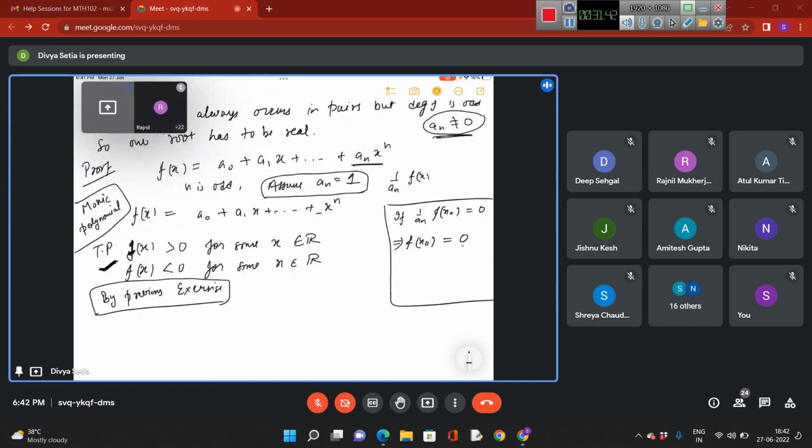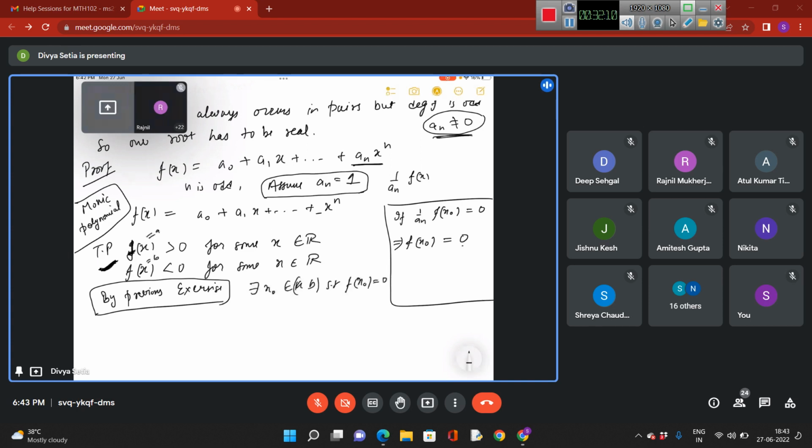Okay, so the only thing we need to prove here is that f of x is greater than 0 for some x and f of x is less than 0 for some x. Right? Then by previous exercise, we know that there exists some x naught lying between some a and b. Suppose this is a and this is b, such that f of x naught is 0.